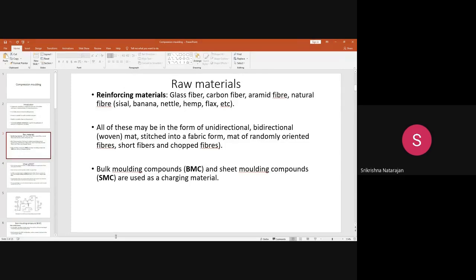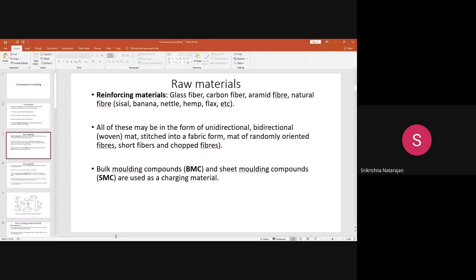And in this process, the material which is used for molding is called the charging material. Charging material is the one which is used for molding. Okay, so what is this charging material? There are two charging materials used in this compression molding process. One is the bulk molding compound, abbreviated as BMC, and the other is the sheet molding compound, which is called SMC. These are the charging materials used in this process.